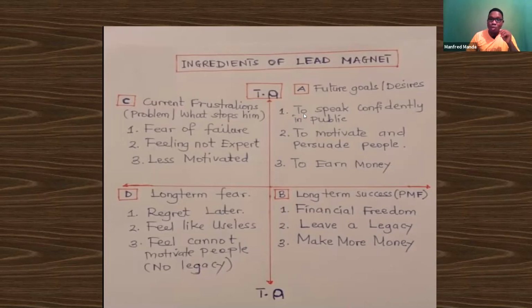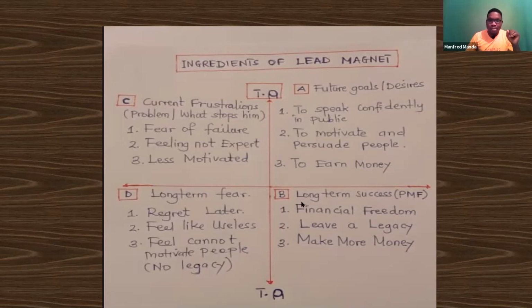My prospects want to become a great public speaker. And two, to motivate and persuade people. So my target audience wants to motivate and persuade people. And three, he wants to earn money. So he wants to become a great public speaker, to persuade people, to motivate people, but ultimately wants to make money.